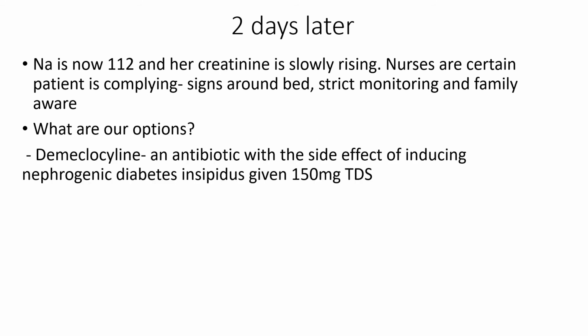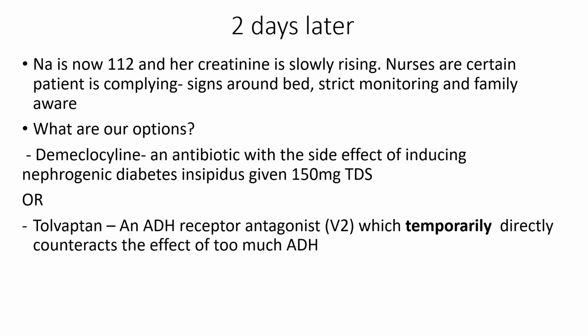So demeclocycline is option number 1. This is an antibiotic, the side effect of which is inducing nephrogenic diabetes insipidus to counteract the SIADH, and you give it 3 times a day. The other option is tolvaptan. This is an ADH receptor antagonist. It affects the V2 receptors, so this has a temporary effect of directly counteracting the effect of too much ADH.